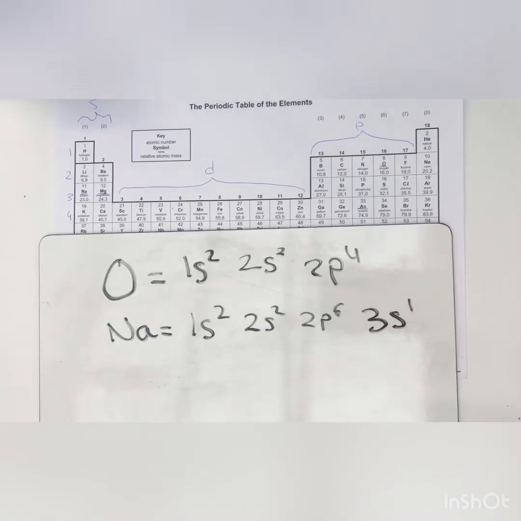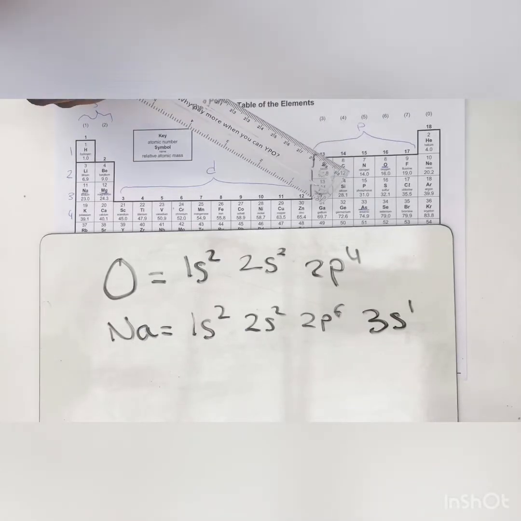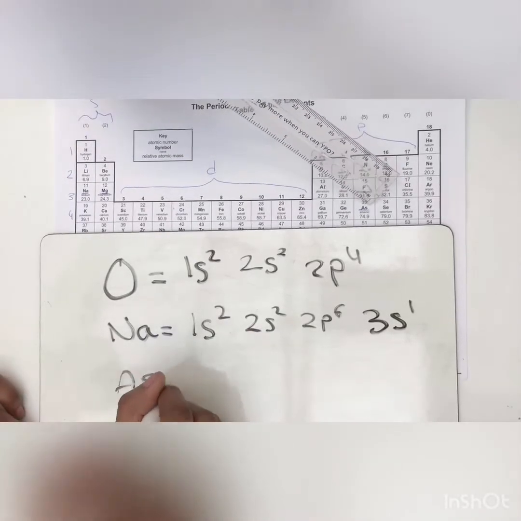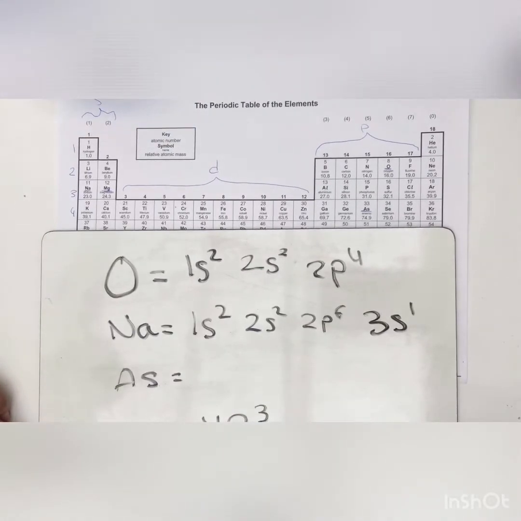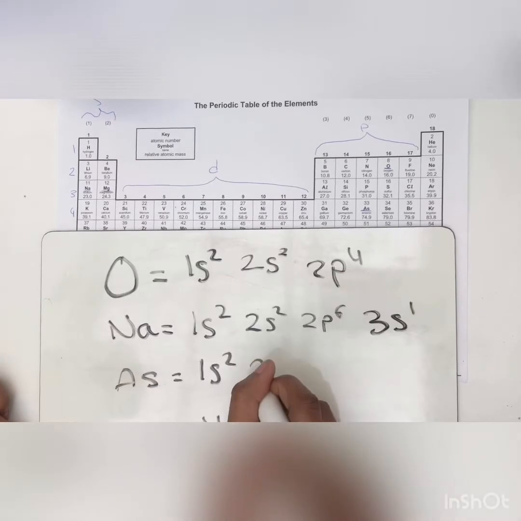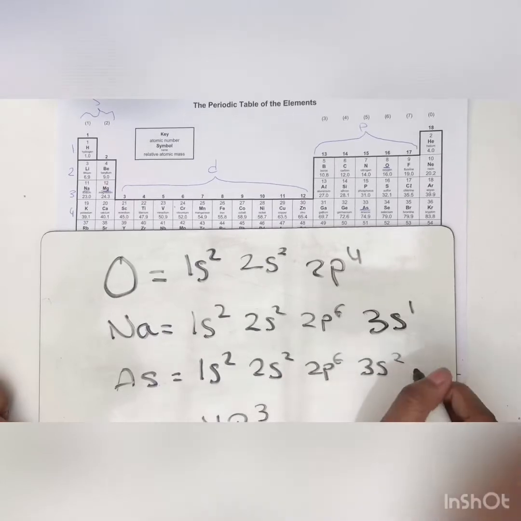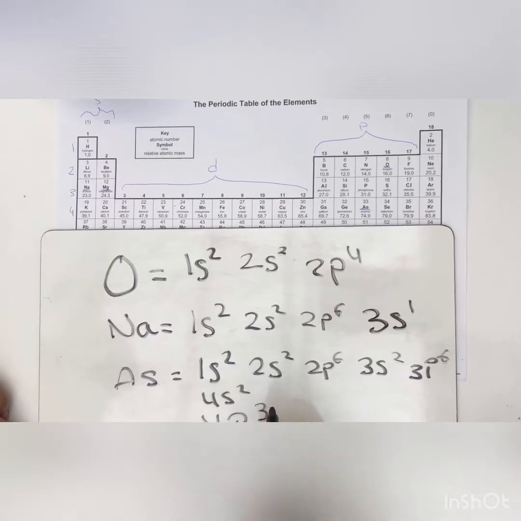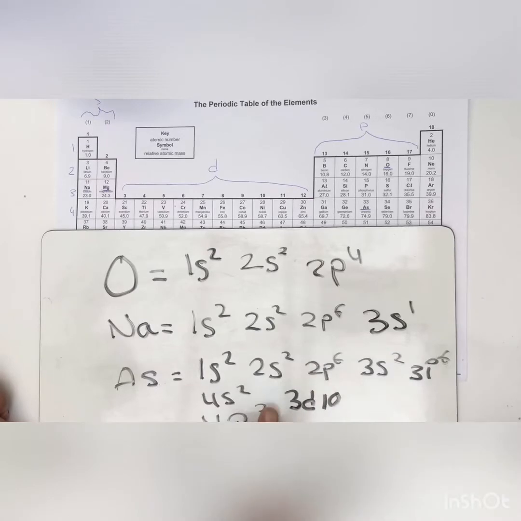The last slightly harder example is arsenic. It's in the P section on the 4th row, meaning it will end in 4p3. The overall electronic configuration of arsenic would be 1s2, 2s2, 2p6, 3s2, 3p6, 4s2, followed now by the D section, which can hold up to 10 electrons, so 3d10, and then ending in 4p3.